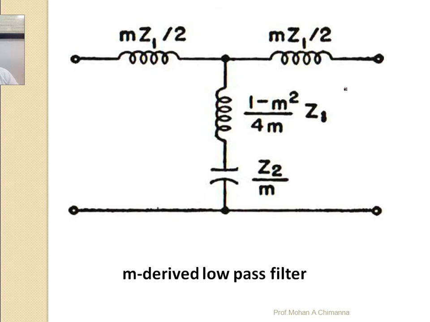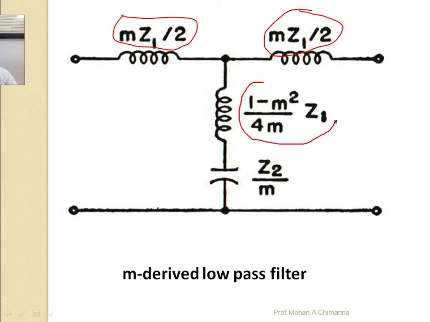Here is the M derived low pass filter. We will see this derivation afterward. Here is Mz1 by 2, Mz1 by 2, and for the series arm, 1 minus m square upon 4m into Z1, and here is Z2 by m. This is the M derived low pass filter.